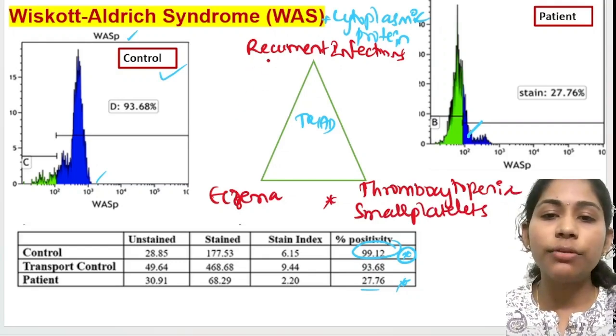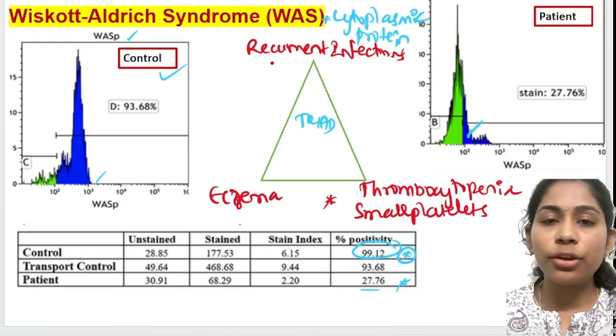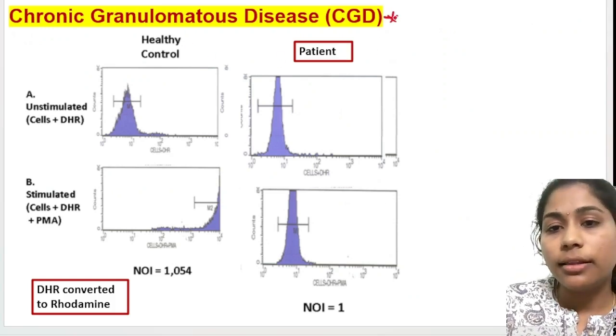We have to look for the protein. We will give the antibody against this protein, a cytoplasmic antibody. Then, if the protein is present, there will be fluorescence. If it is not there, there will be no fluorescence. Simple? Then the last one is the functional defect.